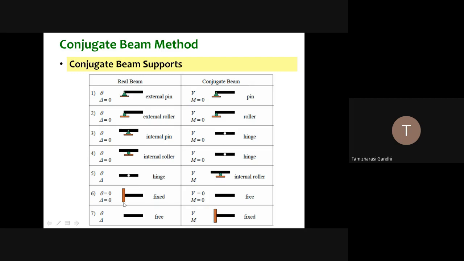Then if it is a fixed support, it is clearly known to you that rotation is equal to zero and displacement equal to zero. So in the conjugate beam, both shear force and bending moment should be zero. In that case, I should ensure that the provided system is a free support condition. The same thing, if I have a free end where I have rotation and displacement, if I have to make them equal to zero, then I have to fix them here. So these are the major correlations that you need to know while doing the conjugate beam method. So in the conjugate beam method, the first thing is about the conjugate beam support, and the second thing is about the loading.